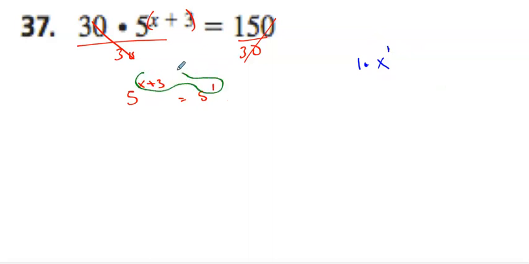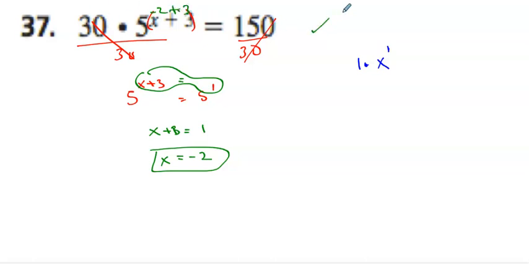And I'm just going to set the two exponents equal to each other, and I get x equals -2. Alright, then you'll see, again, you can plug that in to make sure. -2 plus 3 is 1, 5 to the first is 5, 5 times 30 is 150, check.